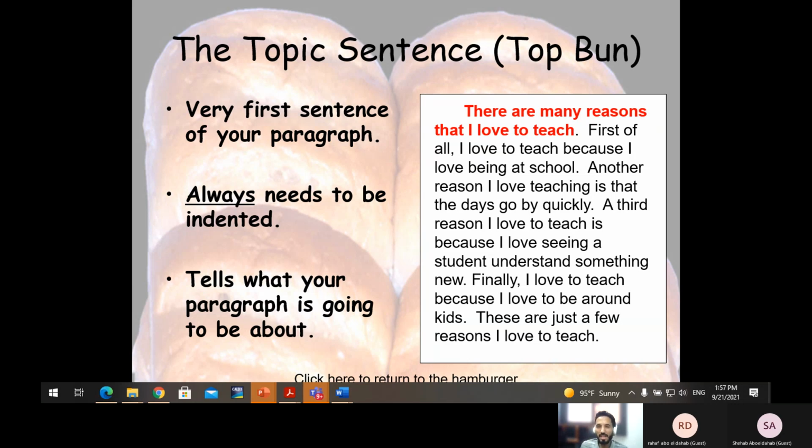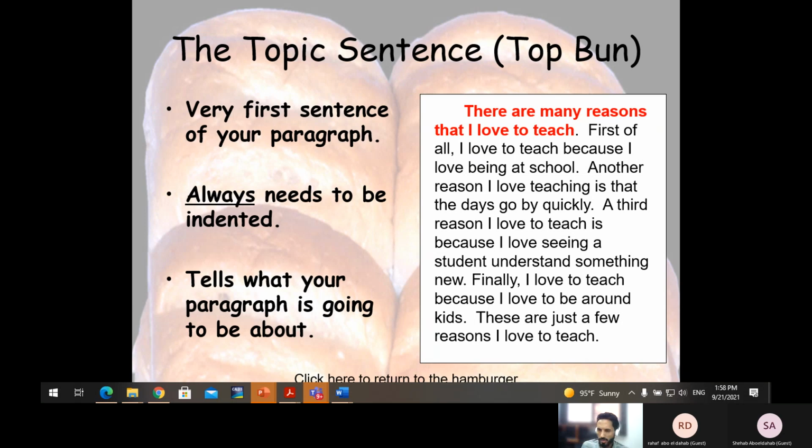While I'm writing the supporting sentences and details that explain the topic sentence, that tell the reader why the topic sentence is true, you have to start every supporting sentence with a transition word like first, second, next, in addition to that, also, finally. Okay? So as you see, first of all, I love to teach because I love being at school. Another reason I love teaching is that the days go by quickly.